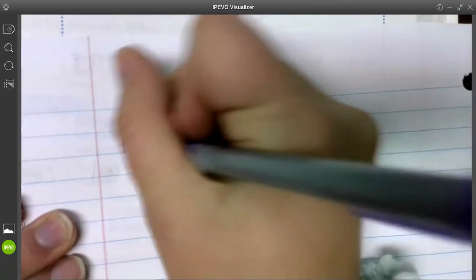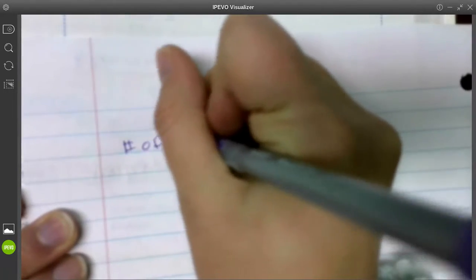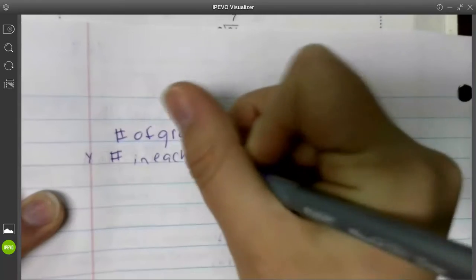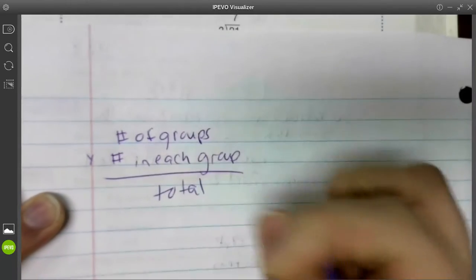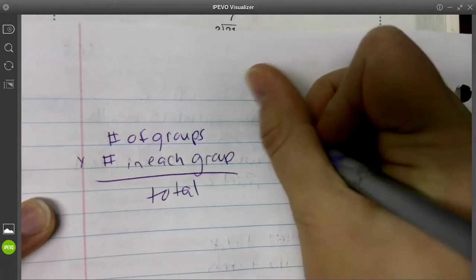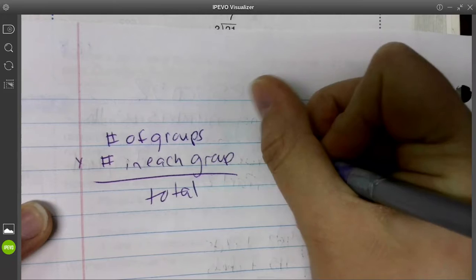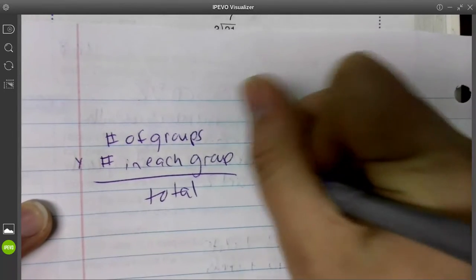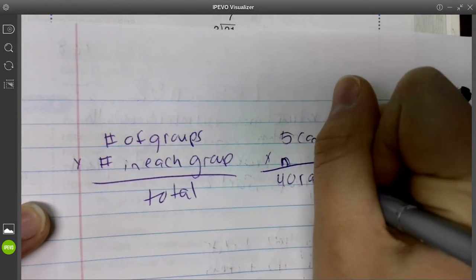Okay, so here's our formula. So we have our number of groups times our number in each group equals our total. Once again, okay? So this time we have our groups. We have 5 cans. We don't have our number of racquetballs in each can. So we just put an N there. And then we do have our total is 40 racquetballs.